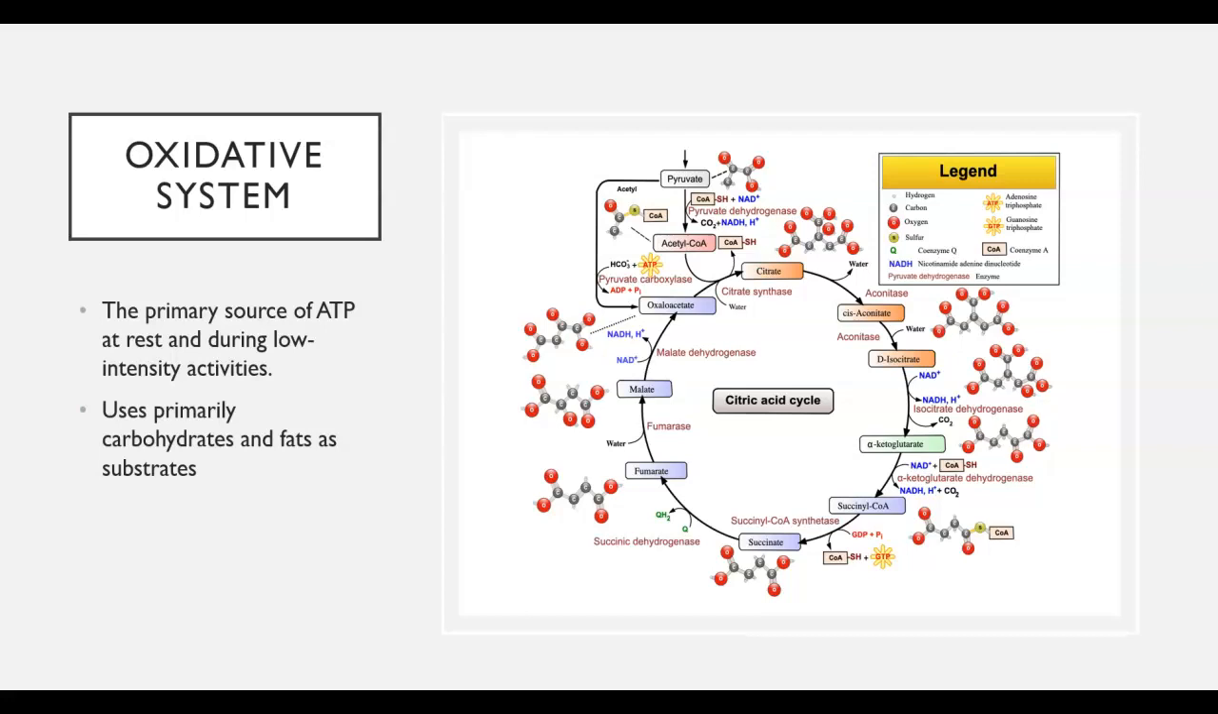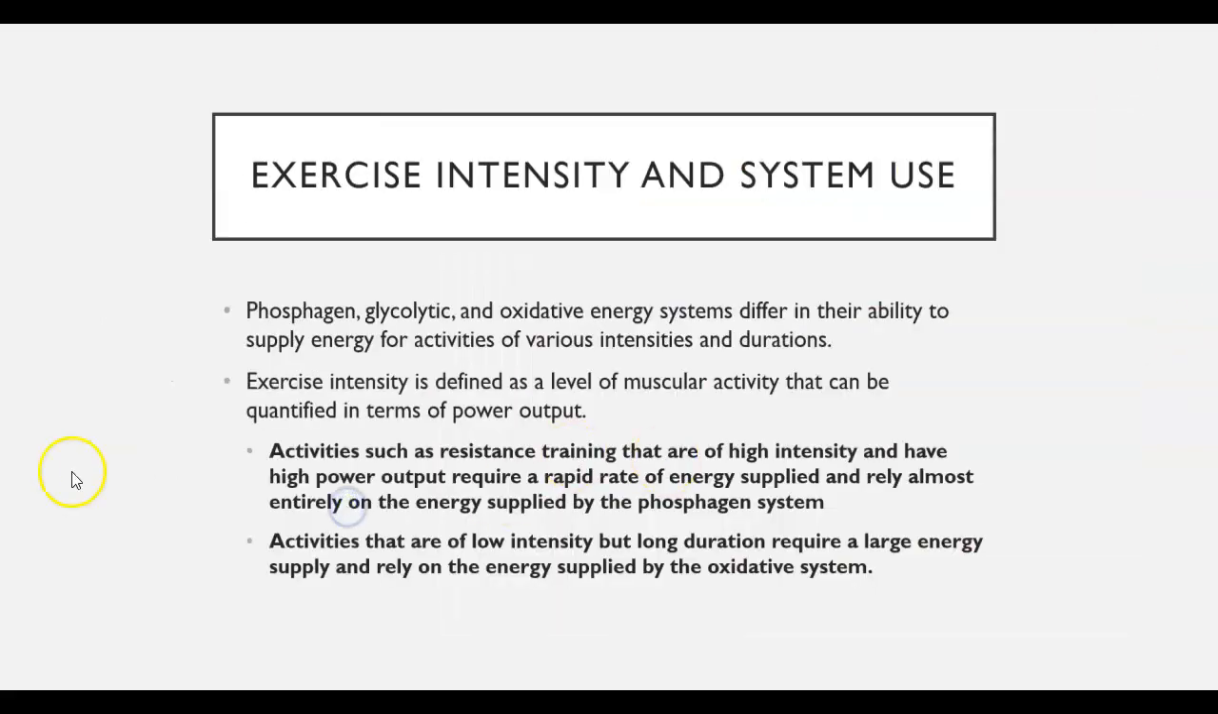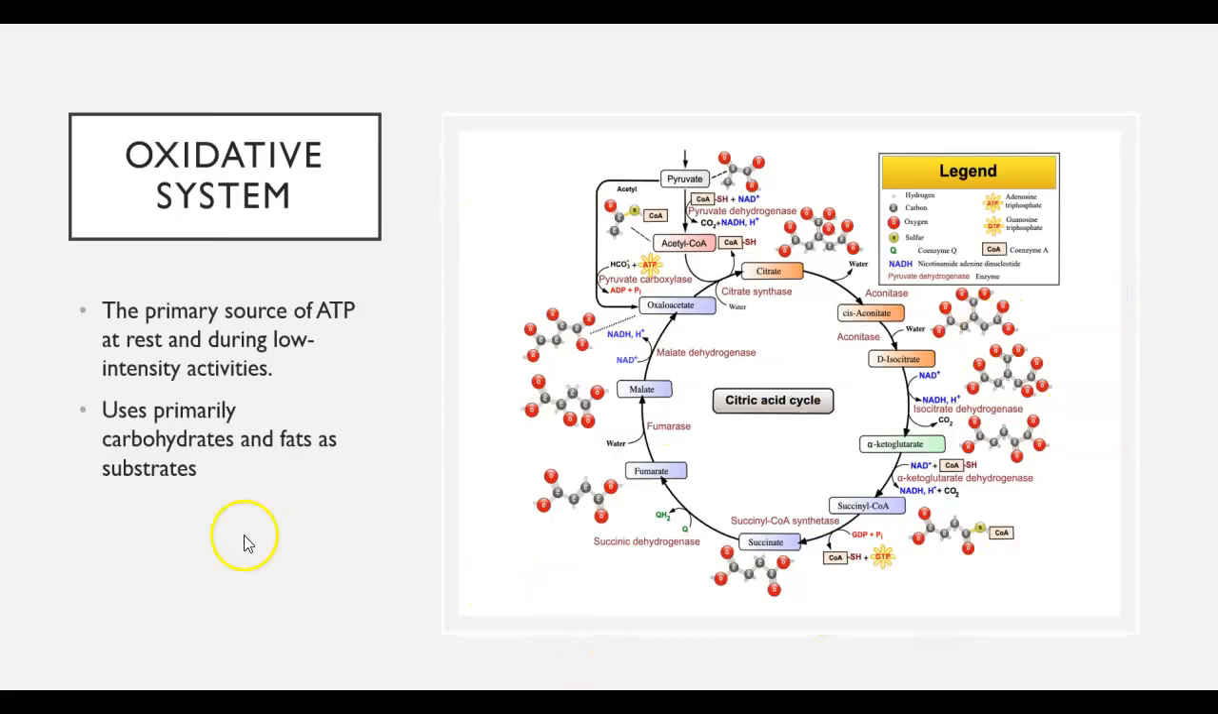So the primary source of ATP at rest and during low intensity activity is the oxidative system. And this usually primarily uses carbohydrates and fats as fuel. So this is the big thing that I want you to know: exercise intensity and system use. I'm never going to quiz you on this graph.